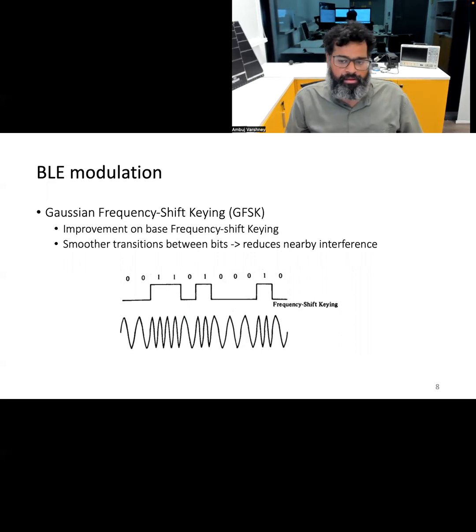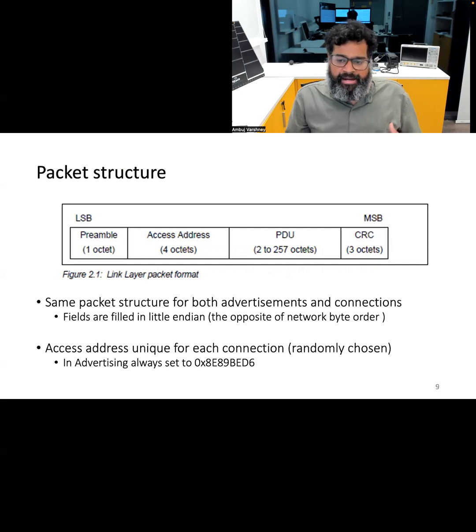So what does the packet structure for Bluetooth look like? We show it on the slide. Do note that the access address for an advertising packet is always set to this predefined value that we show on the slide.